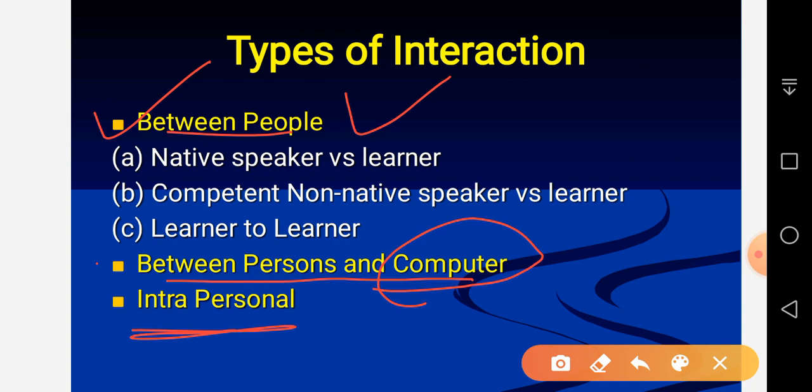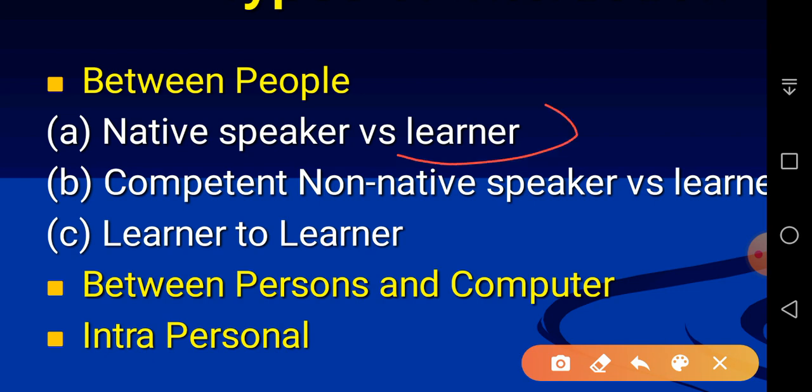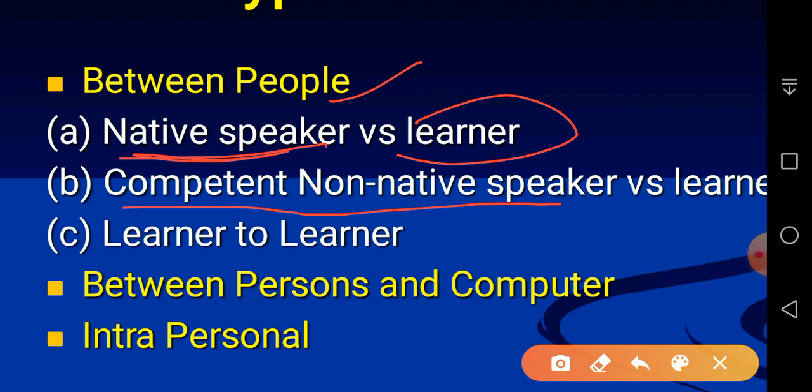Okay, interaction between people. So if you are a language learner, let's say you are learning English, your interaction with a native speaker is very important. And if you don't have a native speaker, then a competent non-native speaker, that is your teacher in the class. Usually they are non-natives, but they have a higher level of language than their learners. So a learner must be exposed to a highly competent non-native speaker or native speaker.